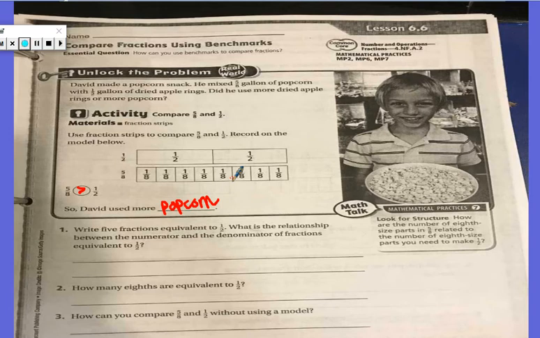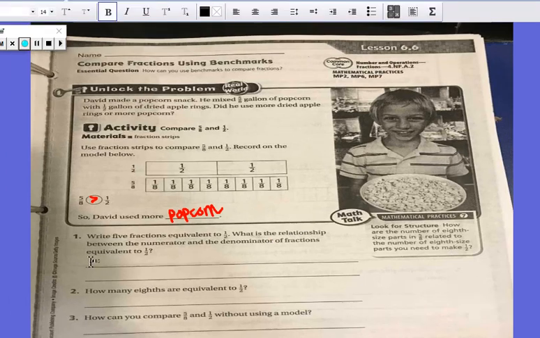Alright, number 1, write 5 fractions equivalent to a half. What is the relationship between the numerator and the denominator of fractions equivalent to 1/2? So I'm going to type it out here. Some possible answers that are also equal to a half: 4/8 is the same as a half, so I'm going to write that down.